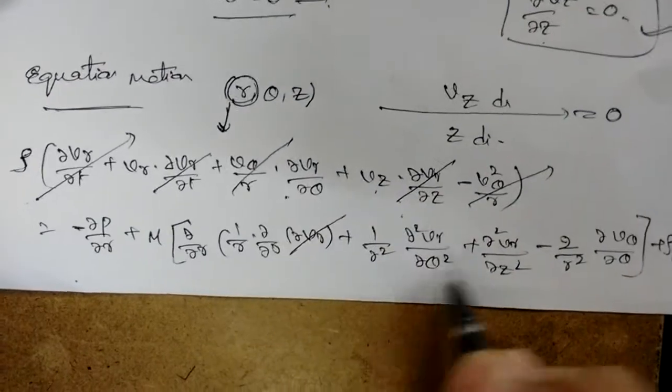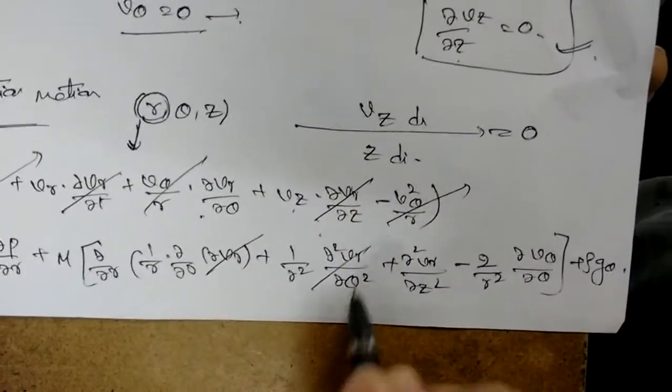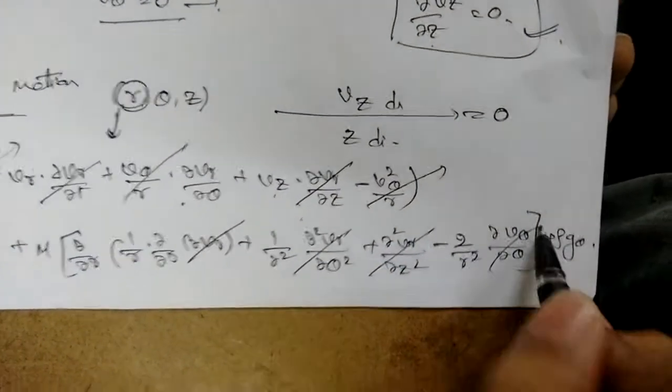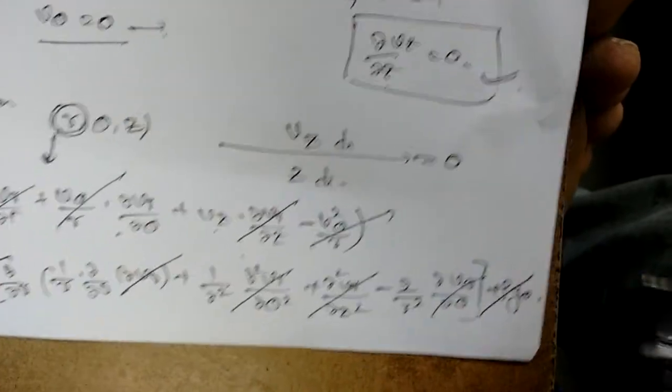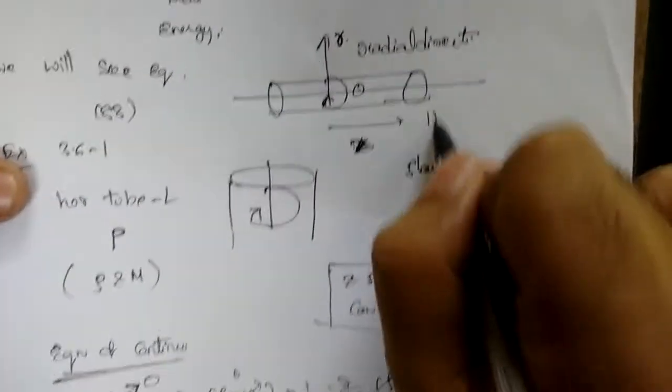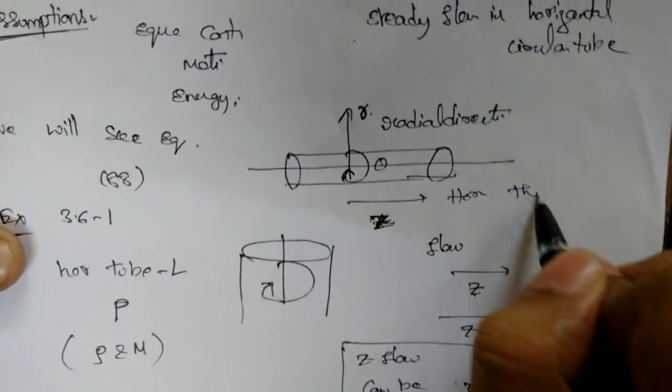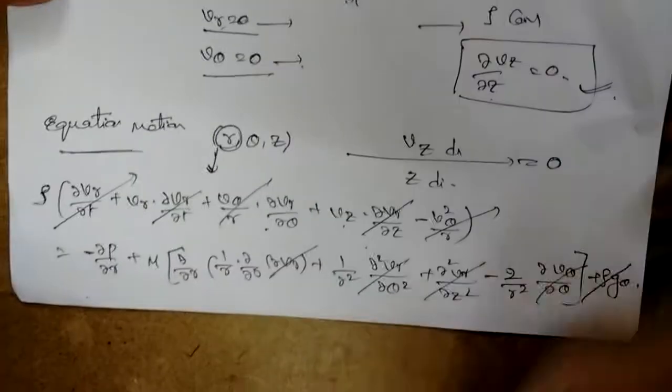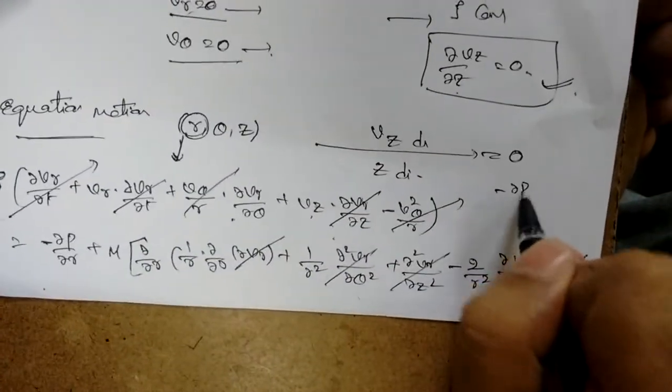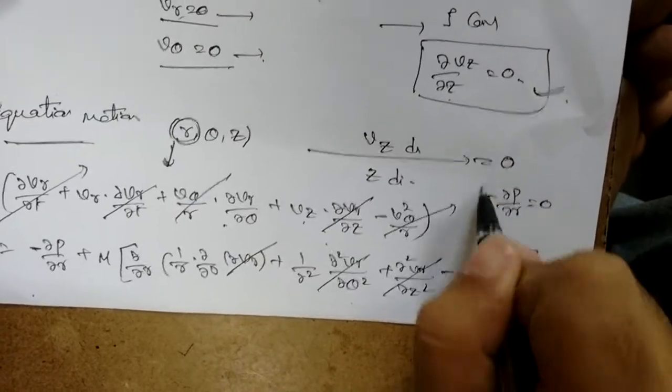Similarly, v r is 0, and dou v r by dou t is not there, v r is not there, v theta is not there. There is no gravitational force. Why? Because this is a horizontal tube, so there is no acting gravitational force. So finally we come to the conclusion that minus dou p by dou r equals 0 from the r component. Next, we will come to the theta component.